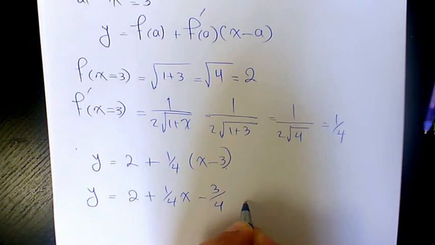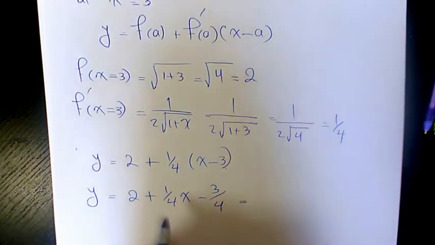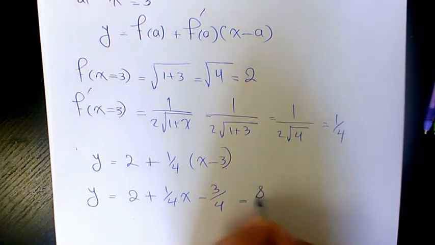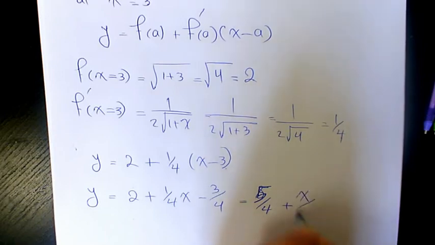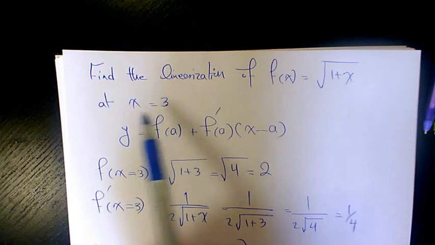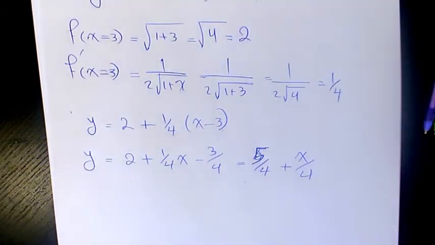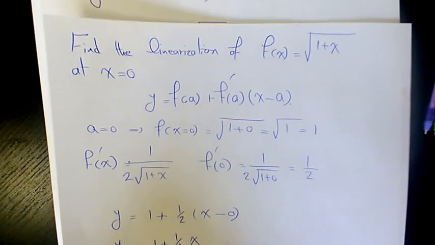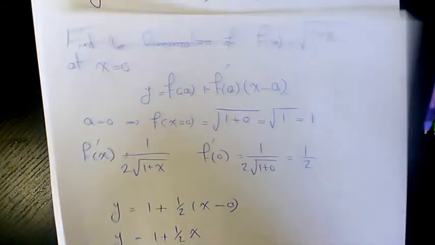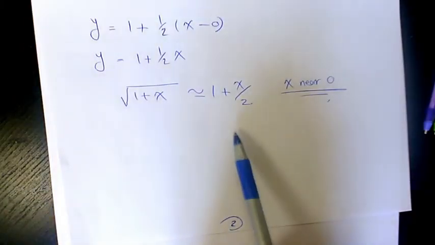And when you simplify it, that's going to be 8 over 4 minus 3 over 4, which is 5 over 4, plus x over 4. So as you see here, the approximation for the same function but at a different point is going to give us a different approximation. If you compare it with the previous example, we had the same function but at the point x equals 0. So we got a different approximation in that case.